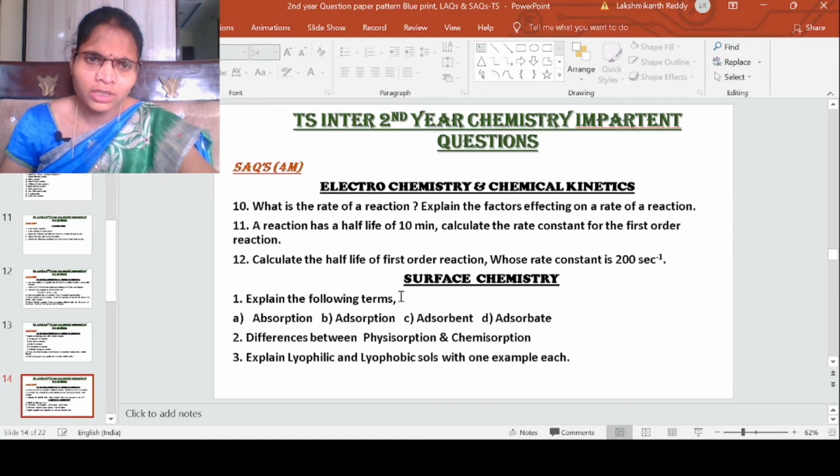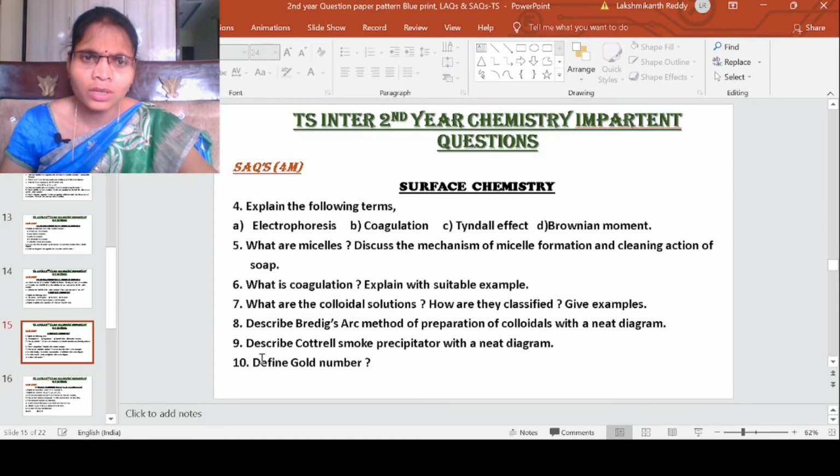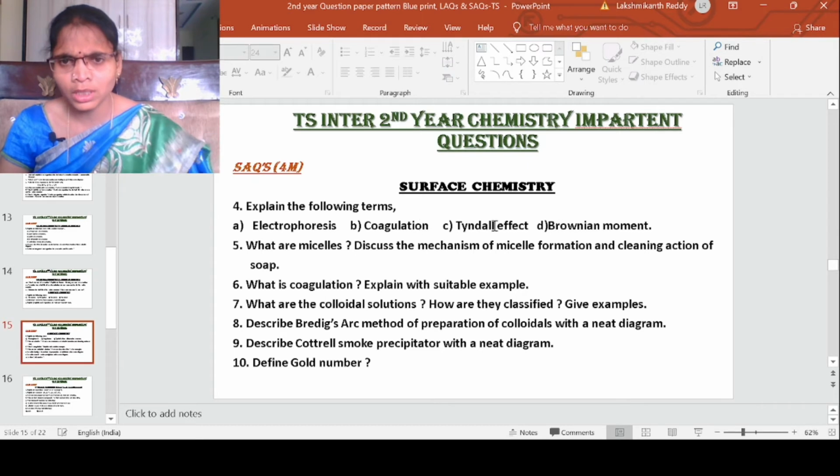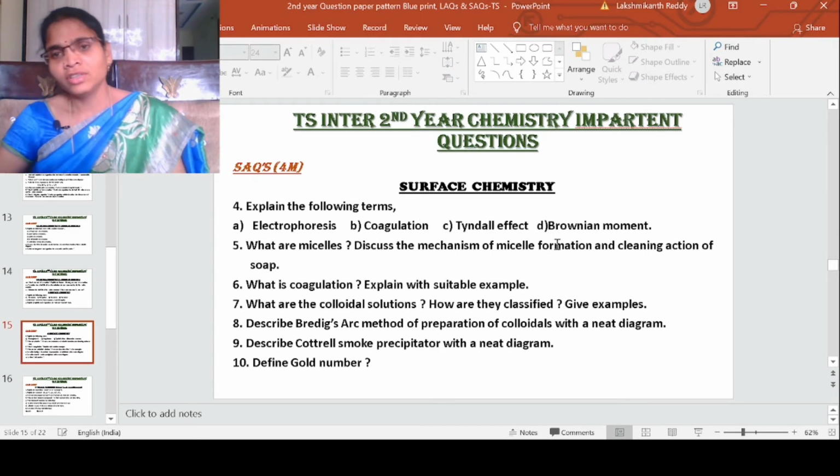Okay. Surface chemistry. Explain the terms: absorption, adsorption, adsorbent, adsorbate. Okay. Difference between physisorption, chemisorption, lyophilic, lyophobic, colloidal solutions. Okay. Next, explain the following terms again: electrophoresis, coagulation, Tyndall effect, Brownian movement. Tyndall effect, Brownian movement, very very important. They may come as VSQs.